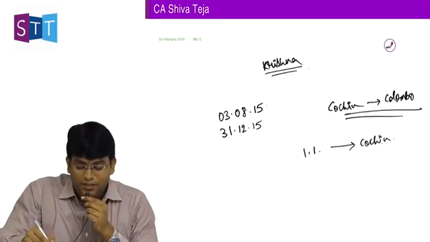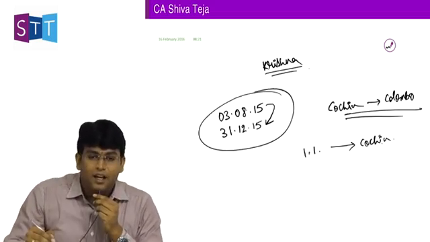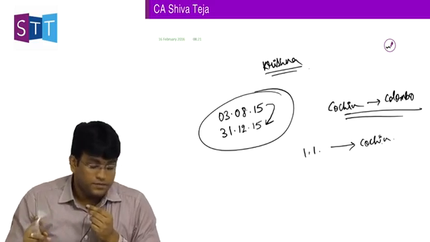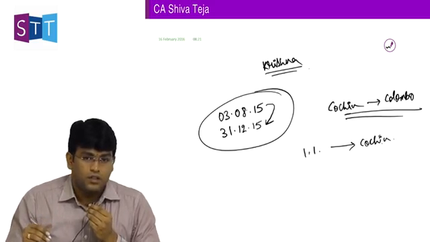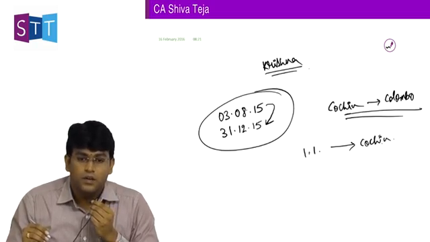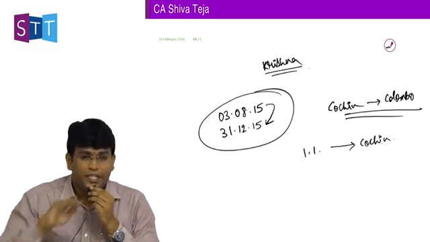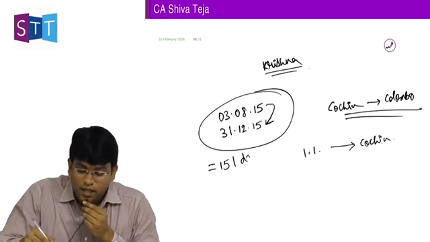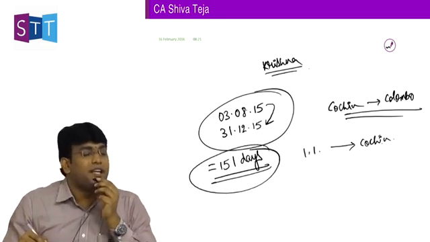Now you tell me, what period will you exclude to calculate the number of days in India? From 3rd August to 31st December, he is working on the ship. That period, how much is it coming to? 150 or 151? Date of joining to date of signing off, how much is it? 151 days. This 151 days is excluded for counting the number of days in India.